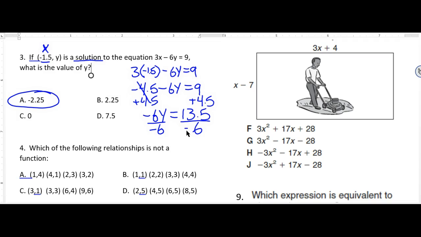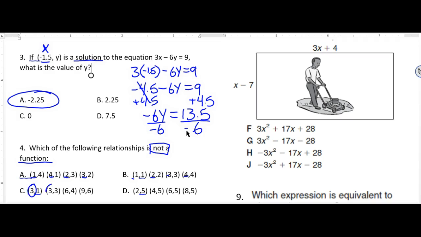Number 4, which of the following relationships is not a function? Not a function. I know a function is when none of the x values repeat. So if I'm looking for a non-function, I need to find x values that repeat. So on A, 1, 4, 2, 3, none of those repeat. On B, 1, 2, 3, 4, none of those repeat.